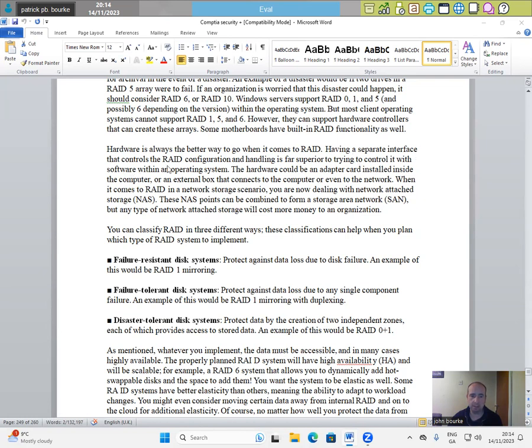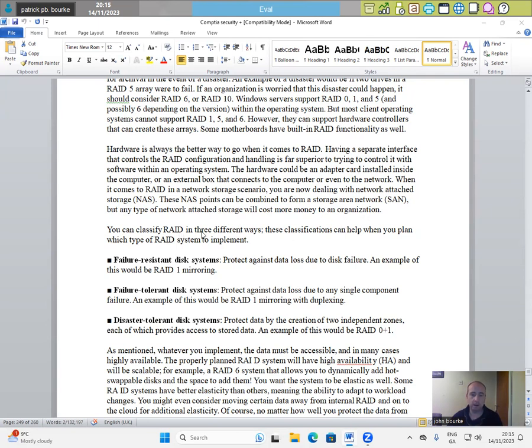Having a separate interface that controls the RAID configuration and handling is far superior to trying to control it with software within an operating system. The hardware could be an adapter card installed inside the computer or an external box that connects to the computer or even to the network. When it comes to RAID in a network storage scenario, you are now dealing with network attached storage, NAS. These NAS points can be combined to form a storage area network, SAN. But any type of network attached storage will cost money to an organization.